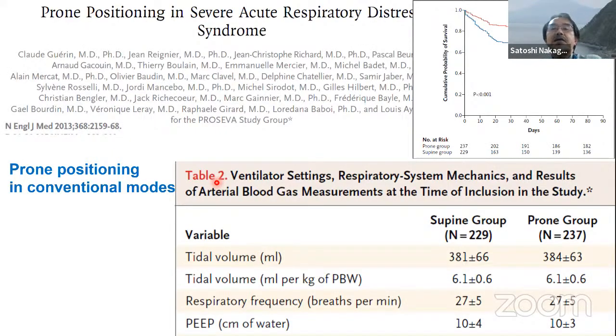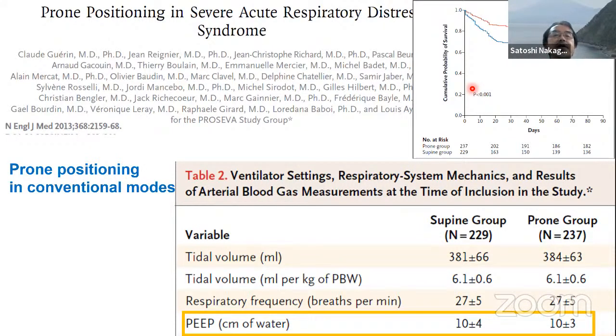This is not data with high frequency oscillation. This is a study on conventional mechanical ventilation, examining the efficacy of prone positioning in the adult population. If you see the survival curve, the prone position patients have better survival compared with the supine group. When they applied the prone positioning, PEEP was not high, around 10 centimeters of water. So it is better to apply the prone positioning earlier rather than later.